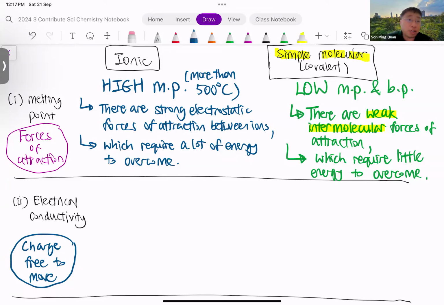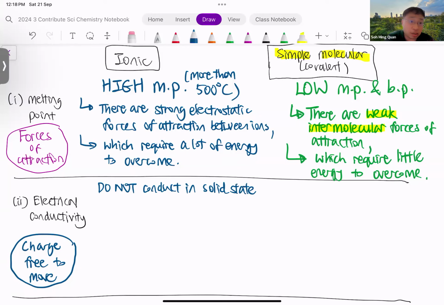So if you look at ionic compounds, just now we did magnesium chloride. Magnesium chloride contains Mg2+, Cl-. So the magnesium ion has a charge. The Cl- also has a charge. But the issue is, are they free to move? So for ionic compounds, they do not conduct in the solid state.